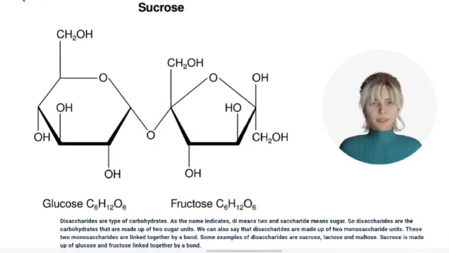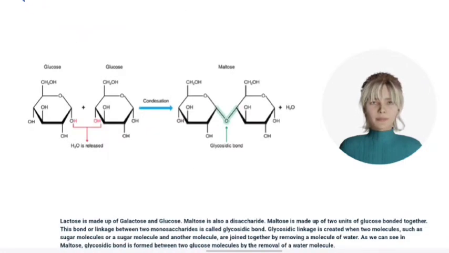Sucrose is made up of glucose and fructose linked together by a bond. Lactose is made up of galactose and glucose. Maltose is also a disaccharide. Maltose is made up of two units of glucose bonded together. This bond or linkage between two monosaccharides is called a glycosidic bond. Glycosidic linkage is created when two molecules, such as sugar molecules or a sugar molecule and another molecule, are joined together by removing a molecule of water. As we can see in maltose, a glycosidic bond is formed between two glucose molecules by the removal of a water molecule.